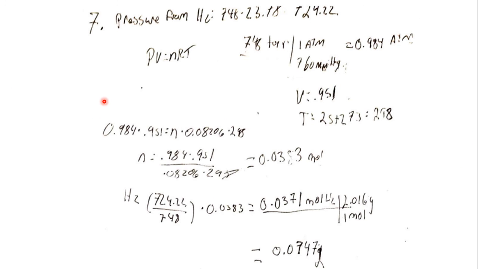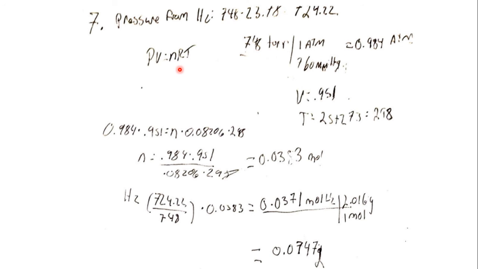So let's take a look at this. First off, I wanted to figure out what is the pressure from hydrogen gas only. We know the total pressure is 748. We know the pressure from water, 23.78. If I subtract those two, the only gas left is hydrogen, which has a pressure of 742.22. My 7 got cut off there. That's supposed to be 7. So that's how much pressure is from hydrogen. We're going to use that in a second.